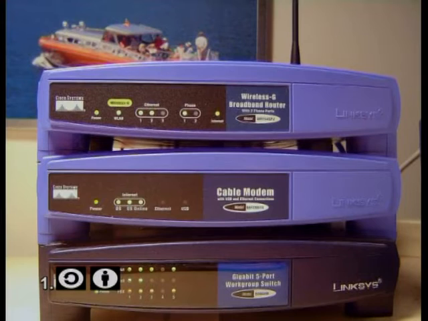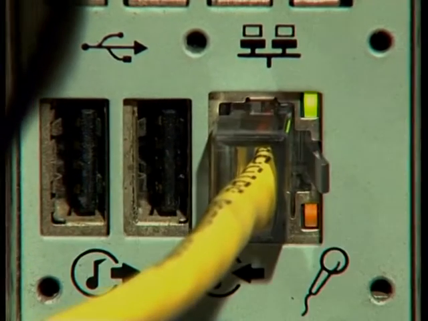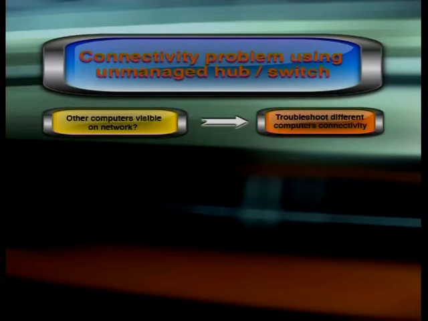Most small businesses, schools, and home computers use unmanaged hubs and switches. These are simple devices that act as a central connecting point where your Ethernet devices can talk to each other. Most issues with unmanaged hubs and switches are caused by connectivity problems. If you can see some computers on the network, the hub or switch itself is probably operating properly. So check your connectivity. If other computers are visible on your network, troubleshoot the computers that aren't visibly connected.